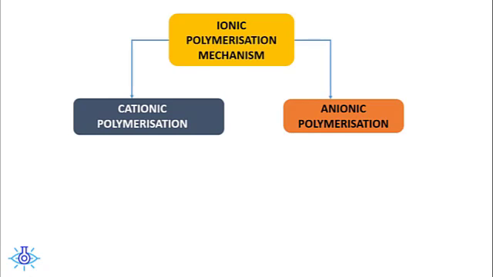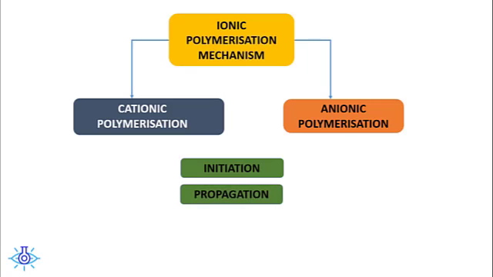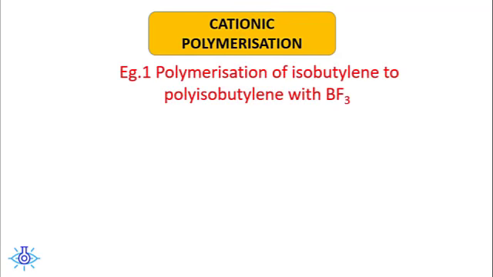All these polymerization techniques occur in three steps. Initiation, that is the first step, propagation, second step, and the third step is termination. Now first of all, let us learn about the cationic polymerization mechanism, taking an example of polymerization of isobutylene to polyisobutylene with BF3.